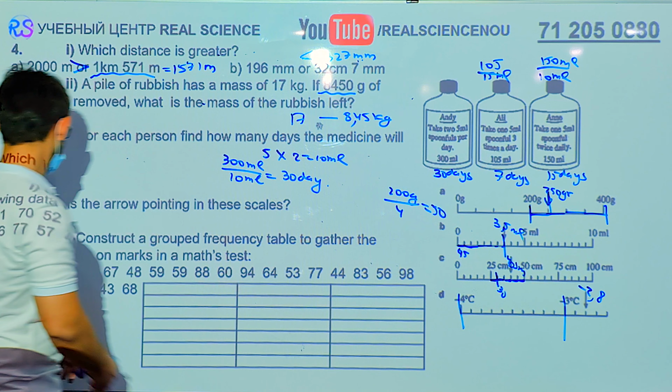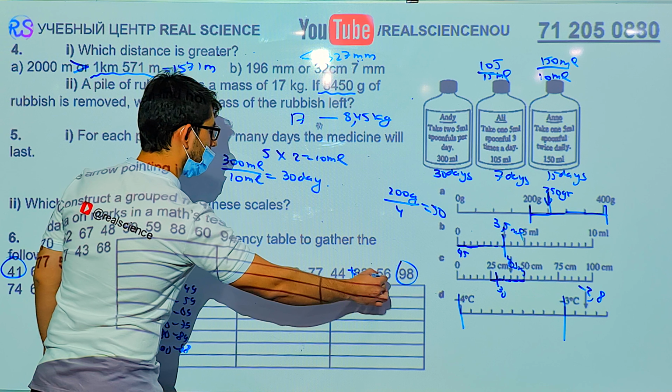Okay? And then from 50 till 59, right? And from 60 till 69, from 70 to 79, from 80 till 89, and from 90 till 98 or 99, right? So, what are these columns for? Tally and frequency, right?